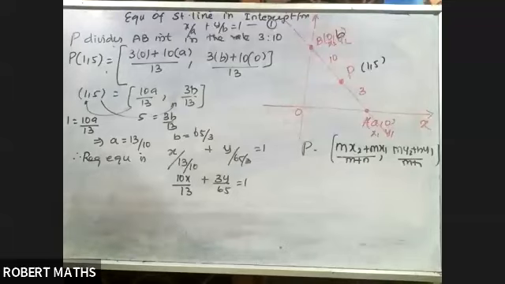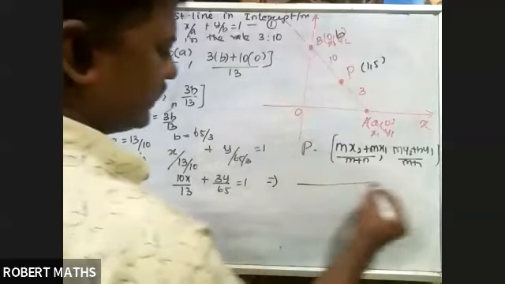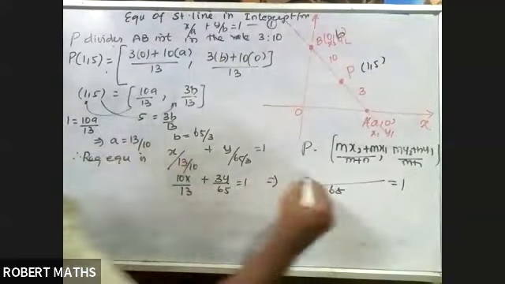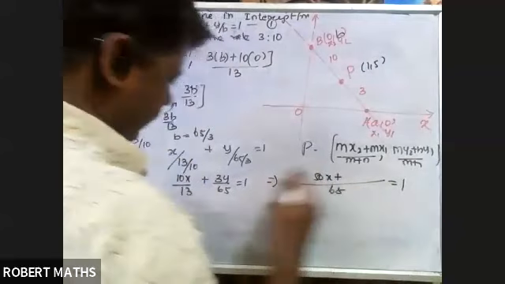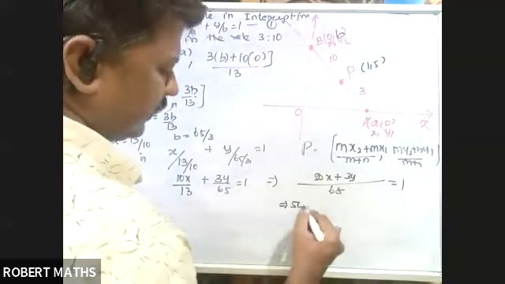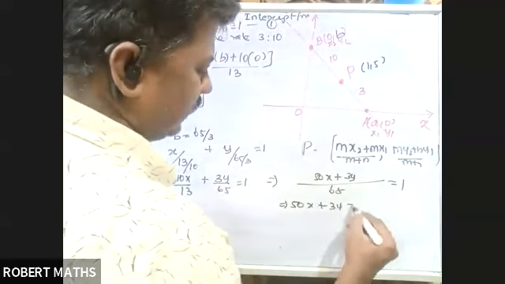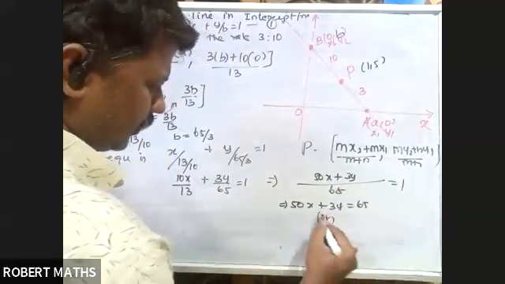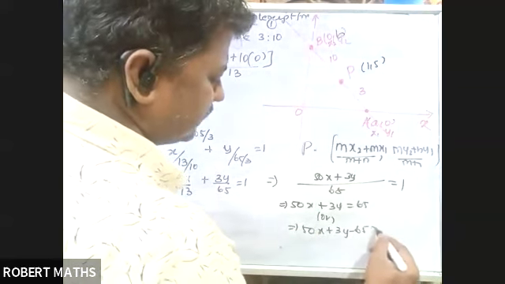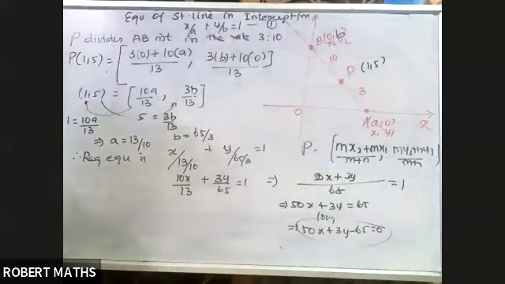Now if you take LCM, 65 is your LCM. 13 goes into 65 five times, so 50x. 65 goes one time, 3y. Cross multiplying, we will get 50x plus 3y equal to 65. Or you can write the line as 50x plus 3y minus 65 equal to 0. Let us take the problem clearly: 50x plus 3y minus 65 equal to 0.